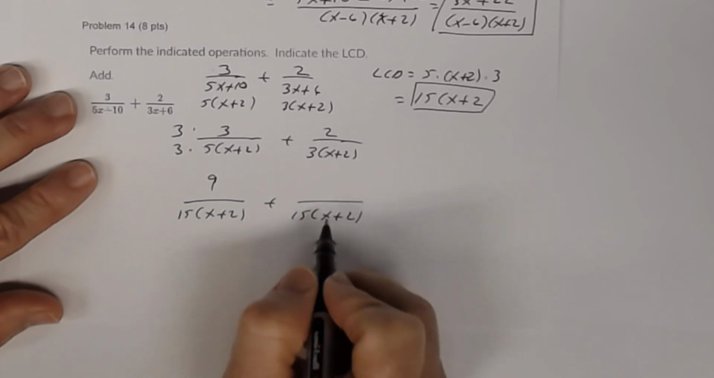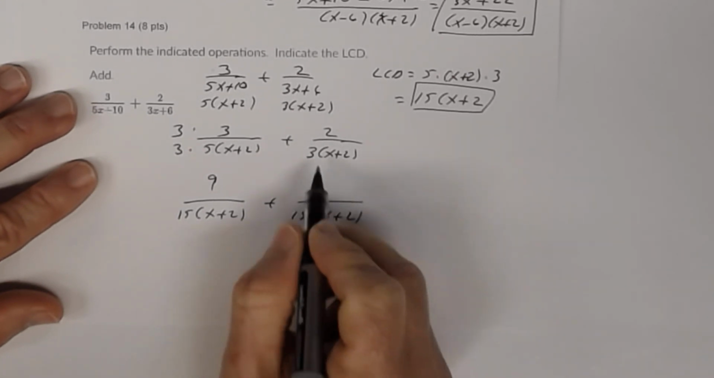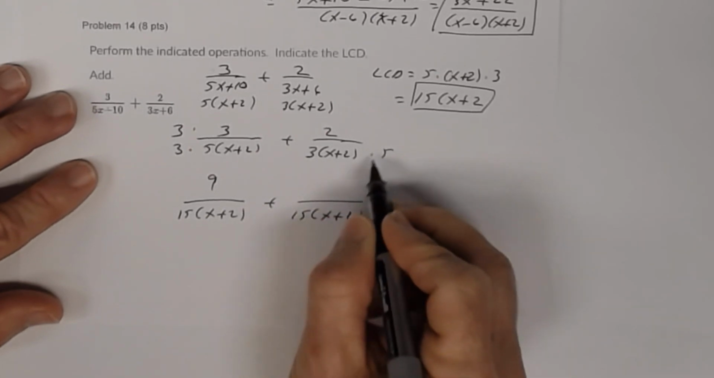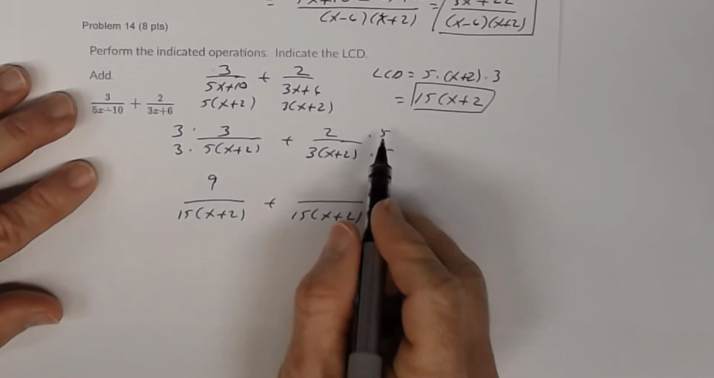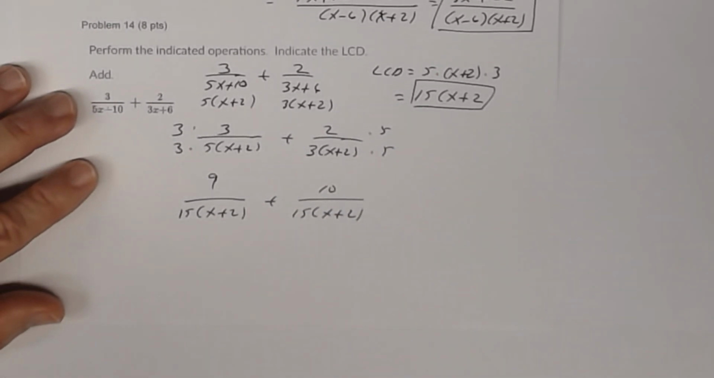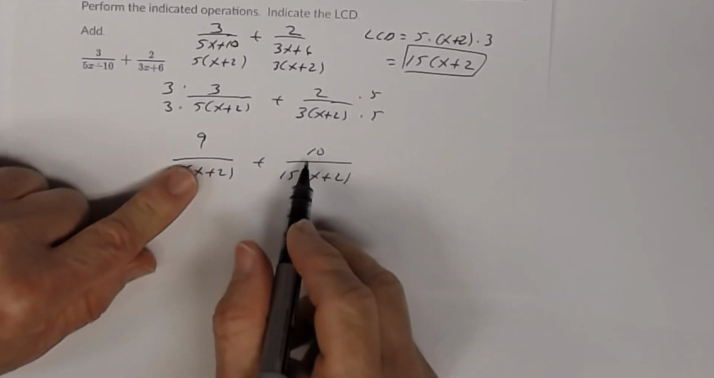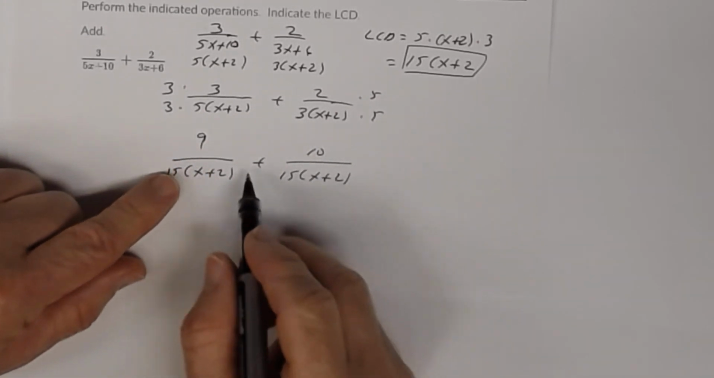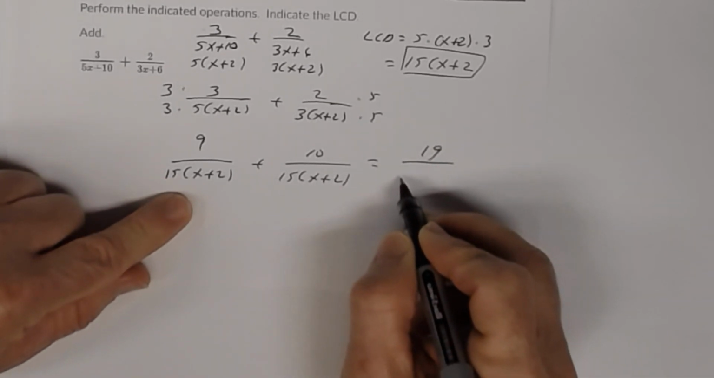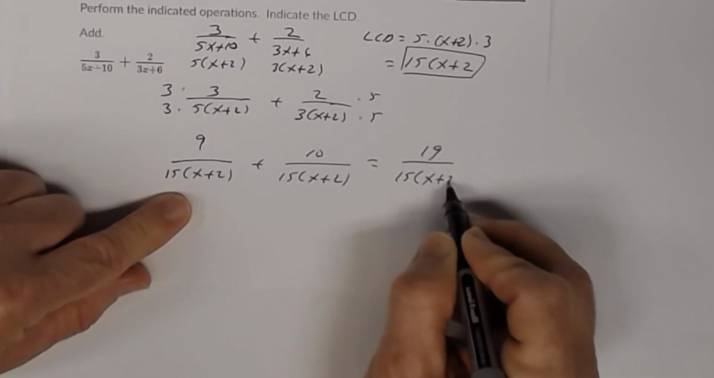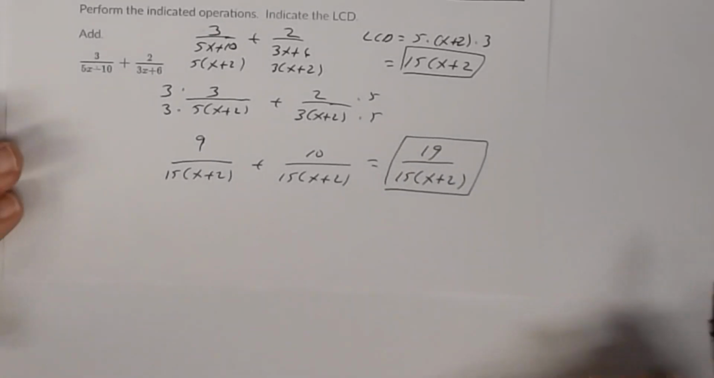Same thing here. At 3 times x plus 2, I already have a factor of x plus 2. I have a 3, but I need a 15. So I've got to say times 5, because 3 times 5 is 15. But what I do to the denominator, I do to the numerator, and so 2 times 5 is 10. And now I can add these up, and that's easy to add because the numerators are just numerical expressions. So 9 plus 10 is 19. So I get 19 divided by 15 times x plus 2. And there's nothing else you can reduce, so that's your answer.